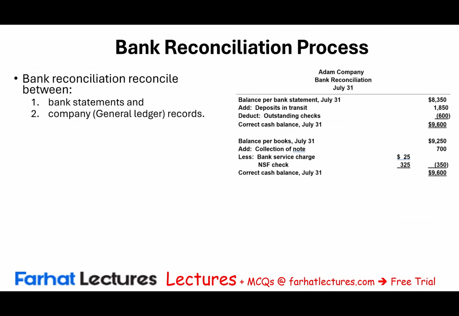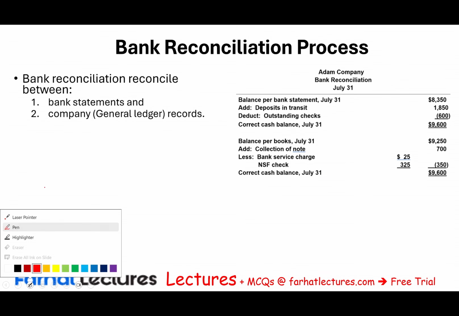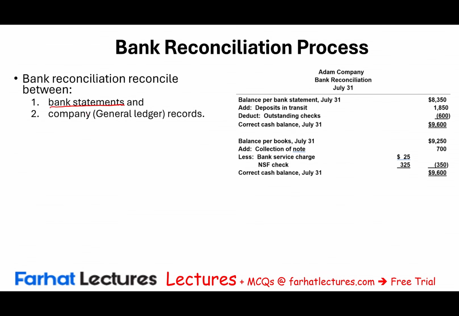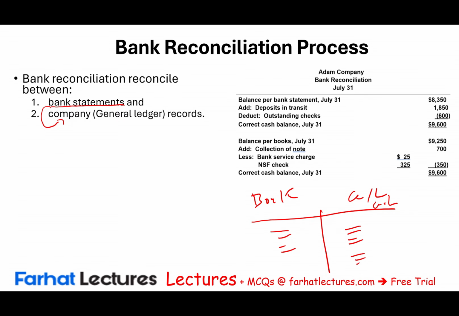In a bank reconciliation, we're looking at the bank statement, and specifically on the bank statement is your cash balance, obviously. We're comparing your cash balance to your company general ledger record, to your cash ledger on the company books. And those two should equal each other. So on one hand, we have the bank statement. On the other hand, we have the general ledger for cash. What we're trying to do is reconcile, make sure everything in the bank statement is recorded on the books, and everything on the books is also recorded on the bank statement.